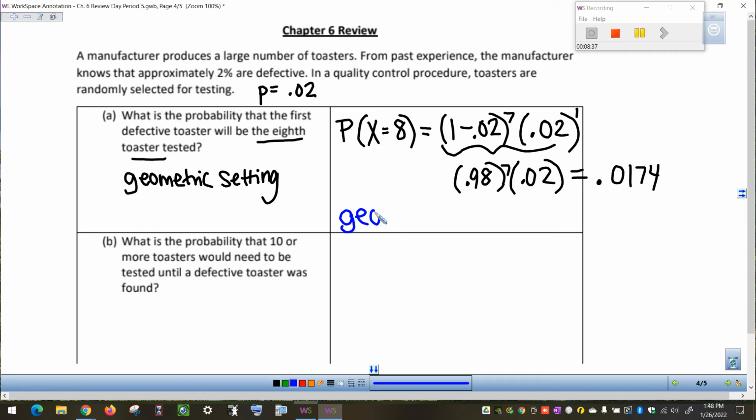All right, so on our calculator, because this is geometric, to use the correct formula, this is going to be an example of geometric PDF. And the way that that gets filled in is it's just the probability value listed first, 0.02. There's no n. And then that's followed by 8, meaning we want to know the probability that the first defective one is the 8th one. And when we do that, you'll see that you get exactly the same answer.